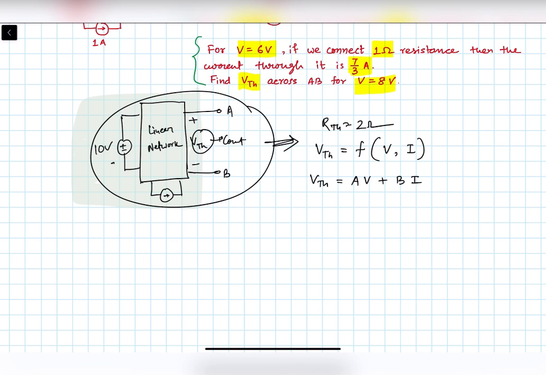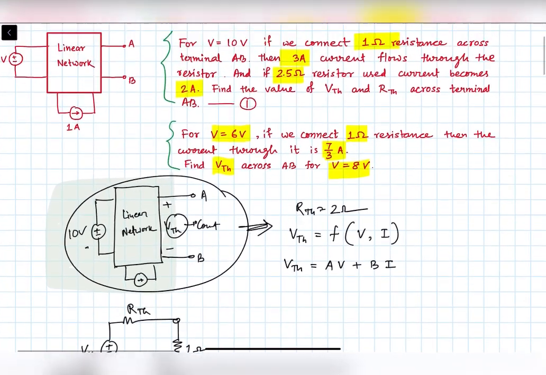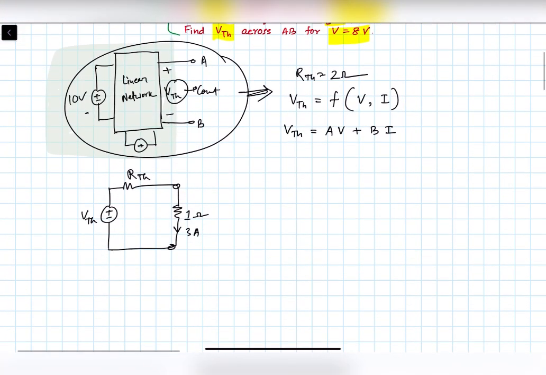To solve this we need two equations. From the first part of the problem we can get this VTH. Here we had VTH, and if we connect 1 ohm, then we are getting 3 ampere, which is given in the problem. From this and RTH, which we already got as 2 ohm, we get VTH is equal to 3 into 3, that is 9 volt. We're just using V is equal to IR.